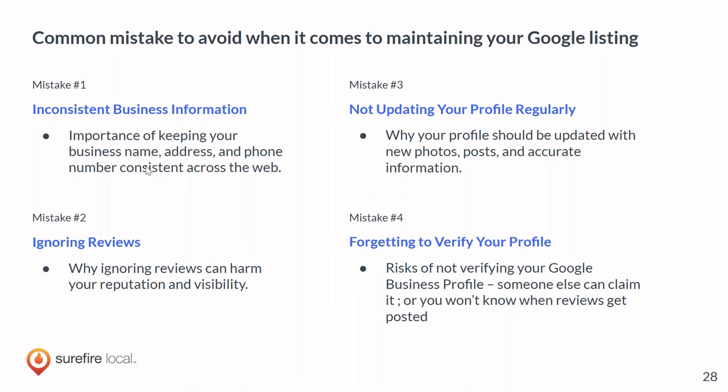Number 1, inconsistent business information. Consistency is key. You want to keep your NAP, name, address, phone, up to date, accurate, and consistent across every avenue that you posted on the World Wide Web. So consistent and accurate on your Google profile, website, any of your social channels, etc.